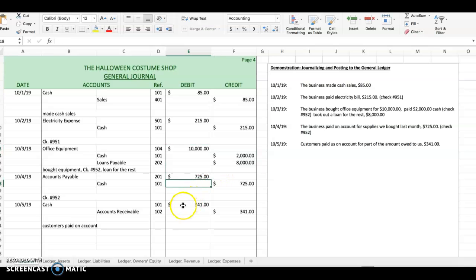But once we get this correct, we understand how to do that. The process of taking this information and putting it into the ledger is relatively simple. Posting is not that difficult.